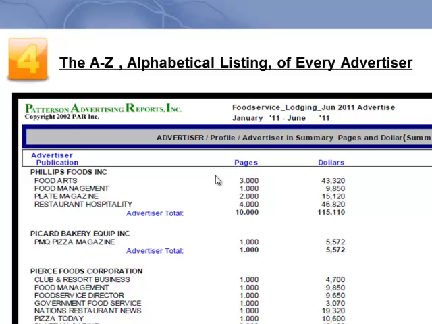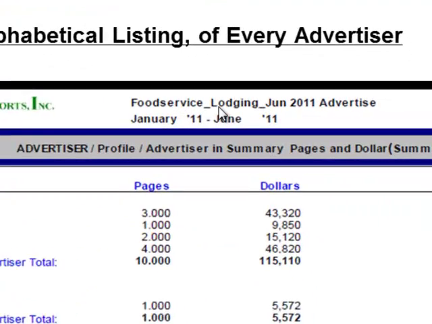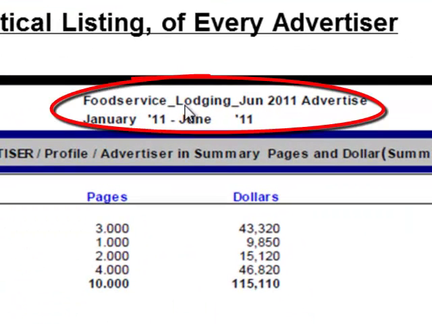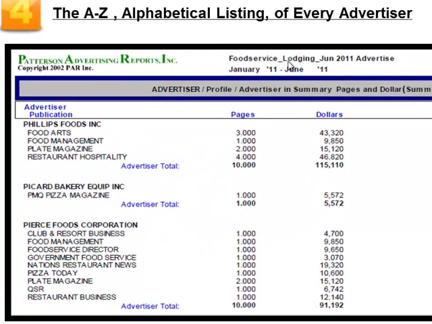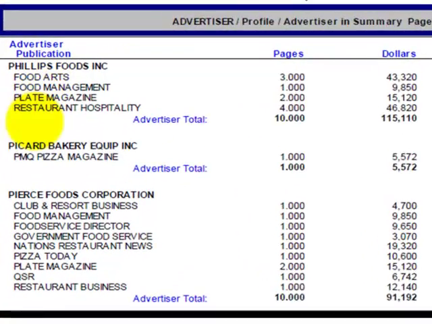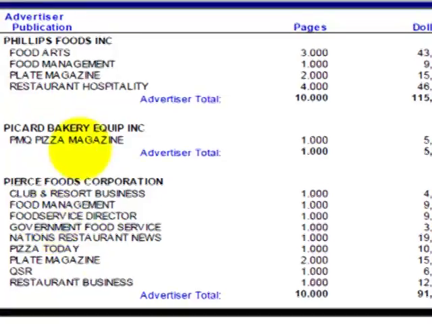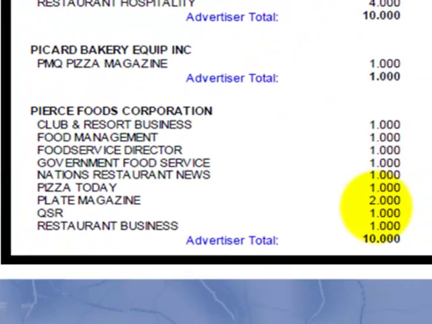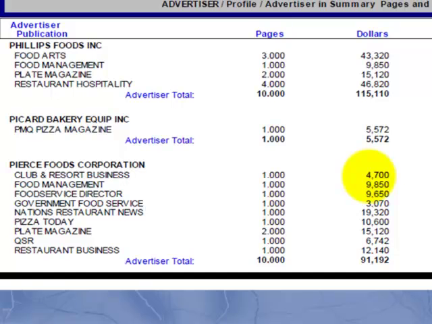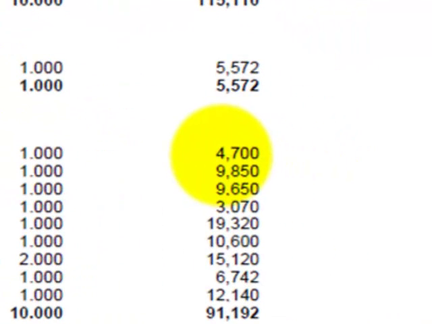The A to Z alphabetical listing of every advertiser. This report is going to list all the active advertisers alphabetically in a publication market. This report is showing the food service and lodging, which is a custom par market report. Custom because you can ask us to combine markets into your own custom report. But here we see a few advertisers, just like the top 50, but it's alphabetical. And you can see their advertising plan, what publications they're running in and how many pages. And in this report, you're being provided with the dollars. The dollars are based on the rate cards, black and white, and 4-color 6-time rates.